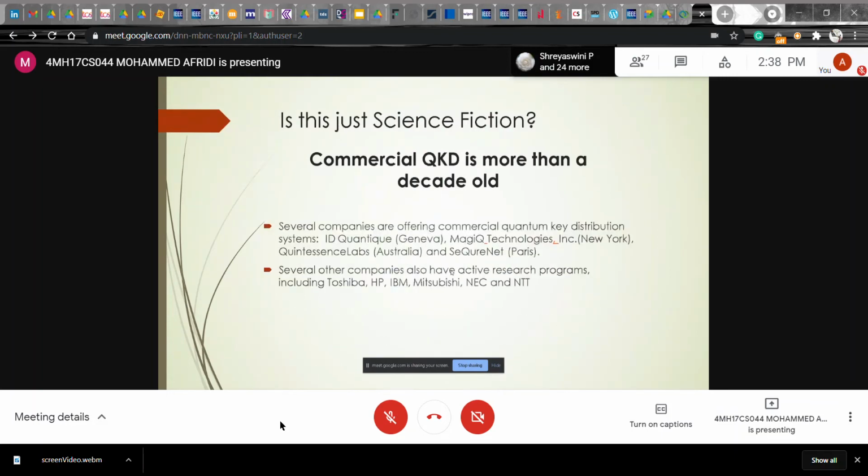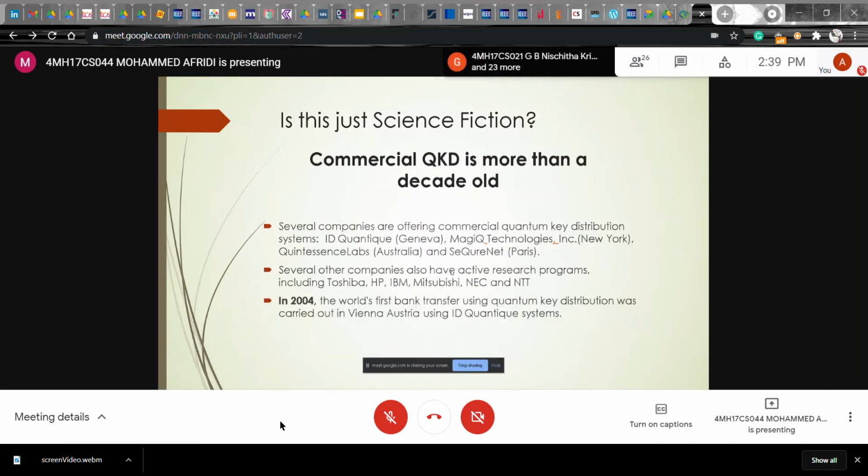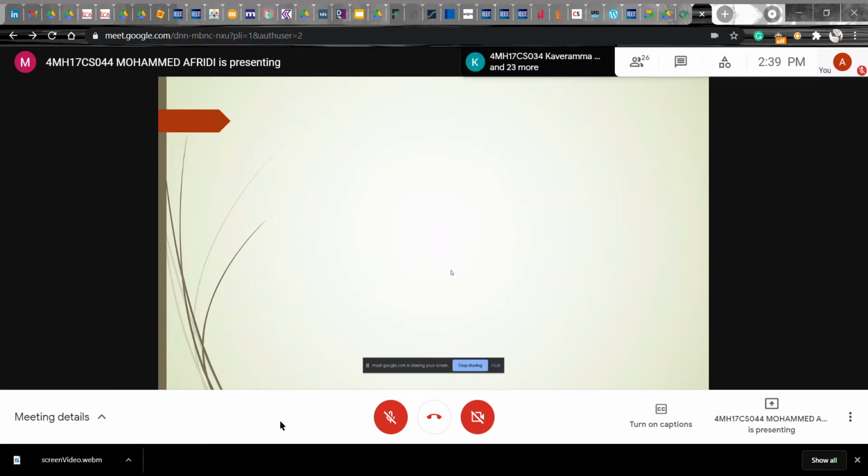Here in quantum computing, it uses quantum key distribution. Quantum key distribution refers to the quantum information technology which creates two keys that are shared between source and receiver. Several companies like ID Quantique and MagiQ Technologies have created this quantum key distribution. In 2004, the world's first bank transfer using quantum key distribution was carried out in Vienna using an ID Quantique system.